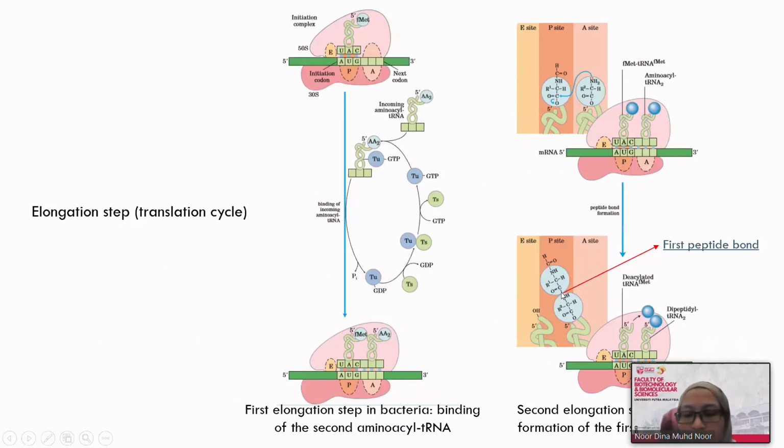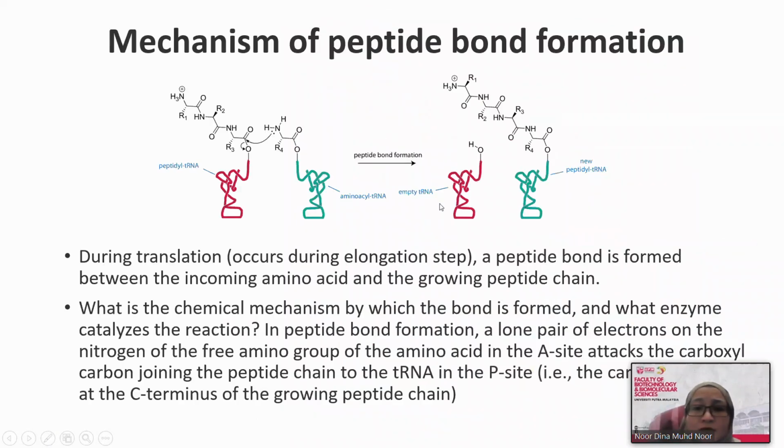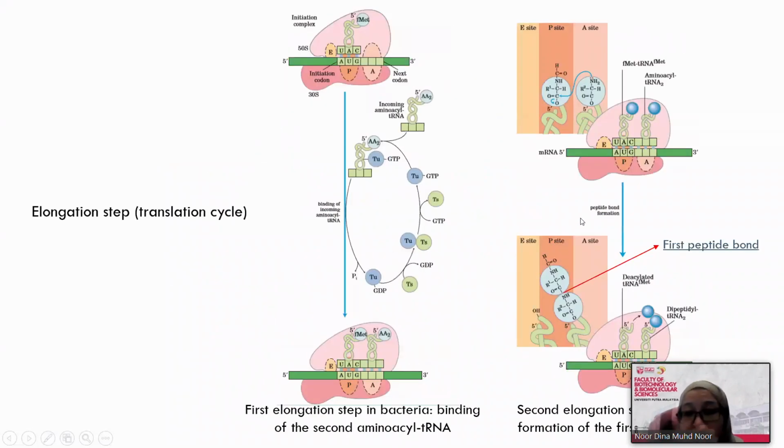So if we refer to what we discussed before in protein synthesis, during the elongation step, which is one step of the translation cycle, the first peptide formation is over here, when the first amino acid attaches to the second one. It happens exactly like this, as we have discussed, through nucleophilic attack on the electrophilic carboxyl carbon.